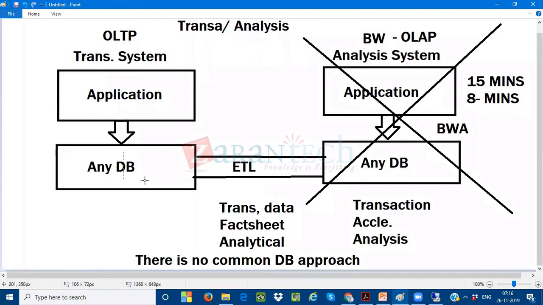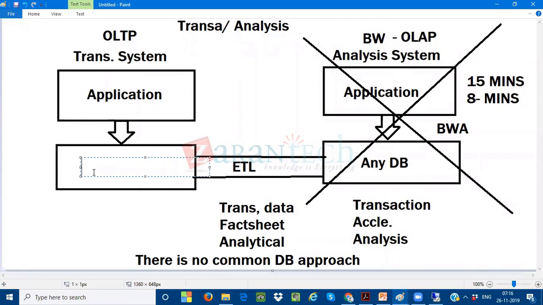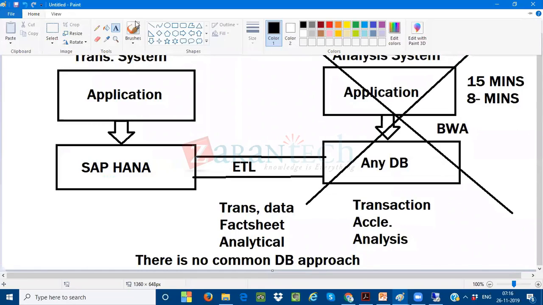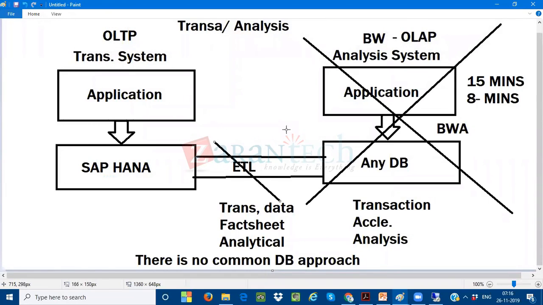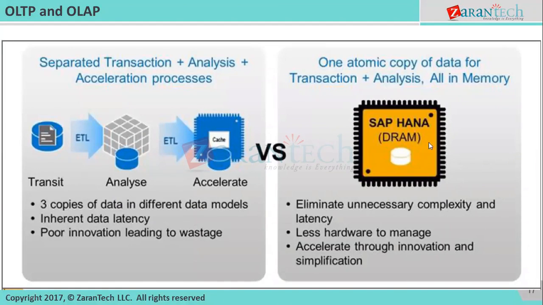with one database. Now from today onwards, I'm going to bring all your BW capabilities. Now I don't require this ETL also, my dear friends. I don't require this ETL processing from today onwards. That is the reason SAP is very clearly telling that this is called a common database approach, where I bring everything into one database, which is my DRAM, my in-memory, where I have the parallelization and the partitioning mechanism. So eliminate unnecessary complexity, have less hardware to manage, and accelerate through innovation and simplification.